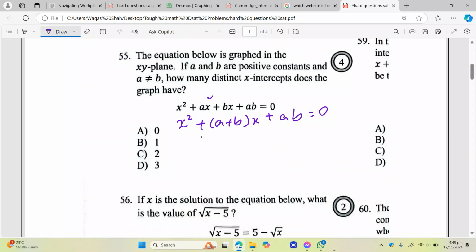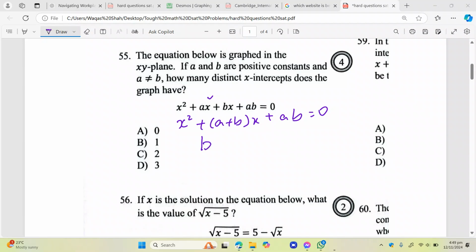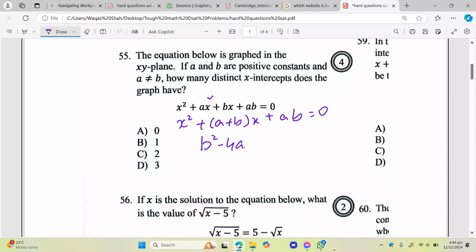So what we will do now, we will find the value of discriminant. Discriminant will tell us whether there will be one x-intercept, two, or none. So first find the discriminant. b square minus 4ac will be equal to, you can see that this is b, right? So it will be (a plus b) square minus 4, and a is 1. This is a, right? So a is 1 and c is ab.